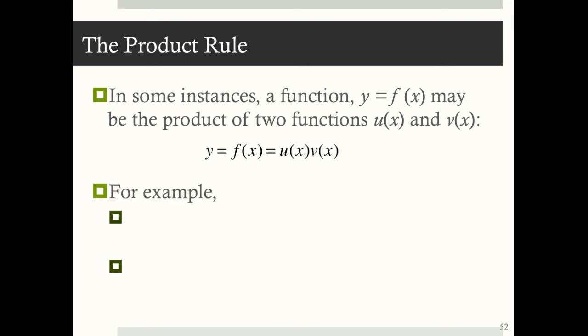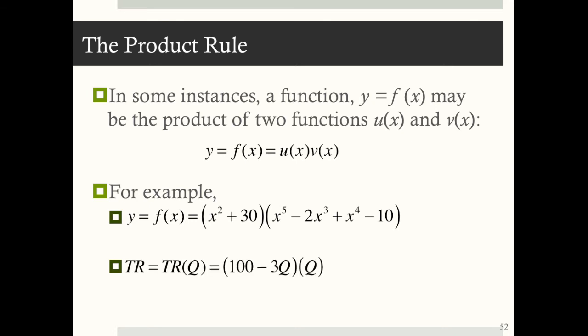For example, you may come across functions that look something like this. You see that there are two separate functions here: x squared plus 30 times another function, x to the 5th minus 2x to the 3rd plus x to the 4th minus 10. Sometimes it's a lot easier to use what's called the product rule instead of multiplying this entire function out. Or, for example, total revenue. Total revenue as a function of quantity is equal to (100 minus 3q) times q.